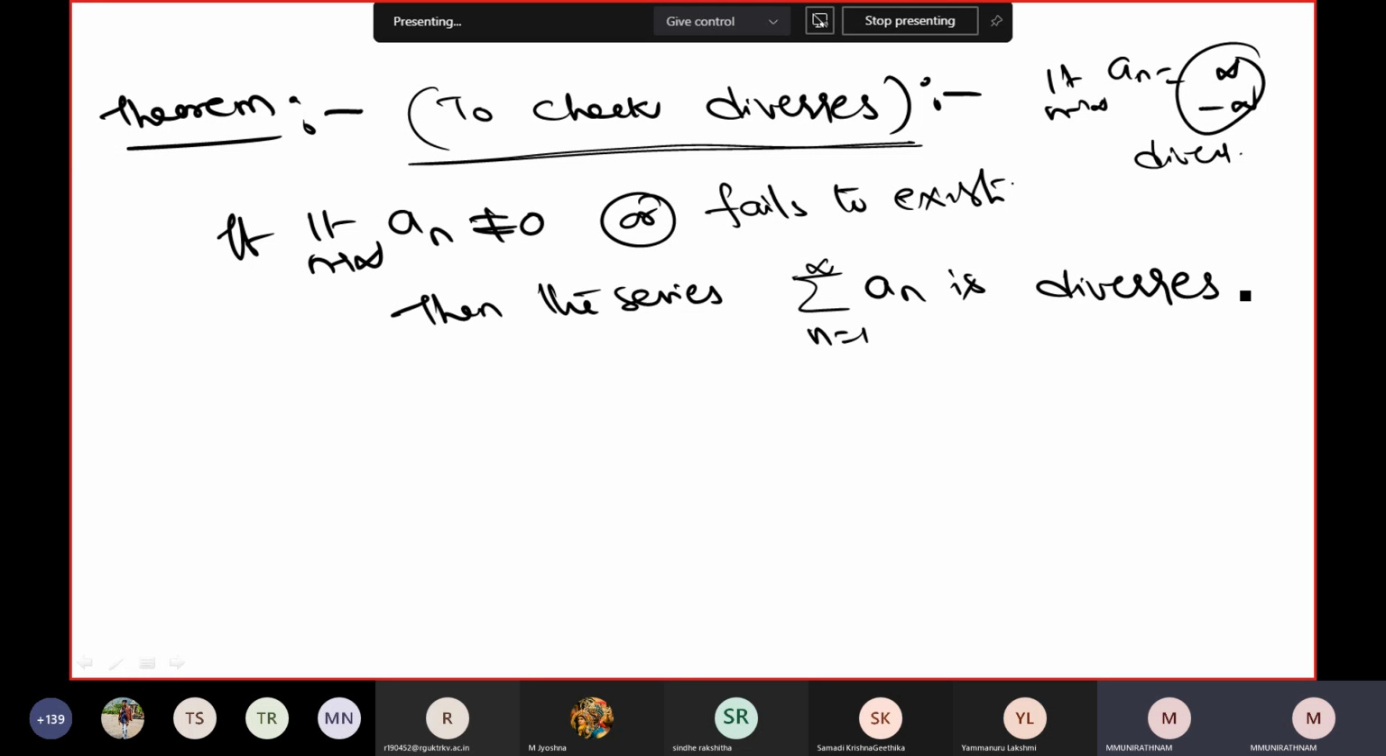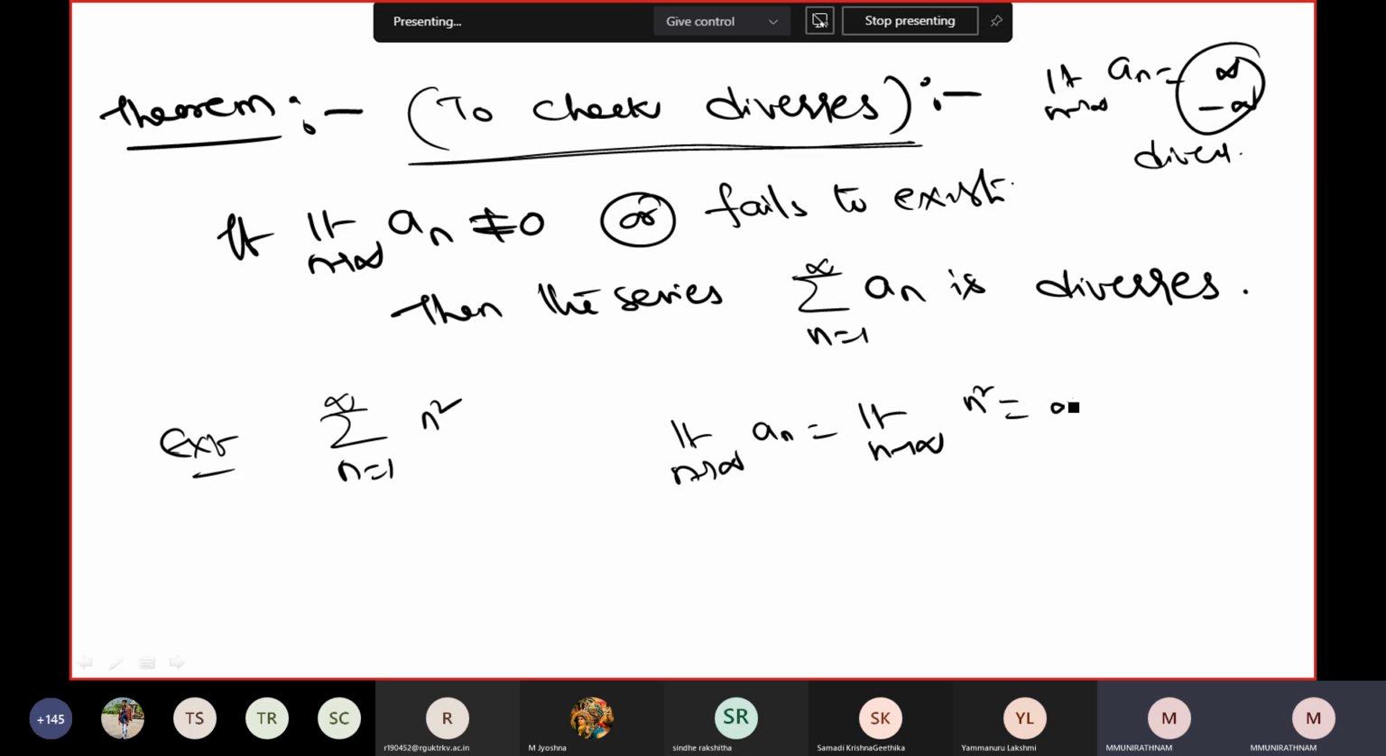So saying whether a series is divergent or not is very easy using this property. For example, check the convergence or divergence of summation n equal to 1 to infinity n squared. What happens here? The limit as n tends to infinity of n squared is infinity. Therefore, this diverges.